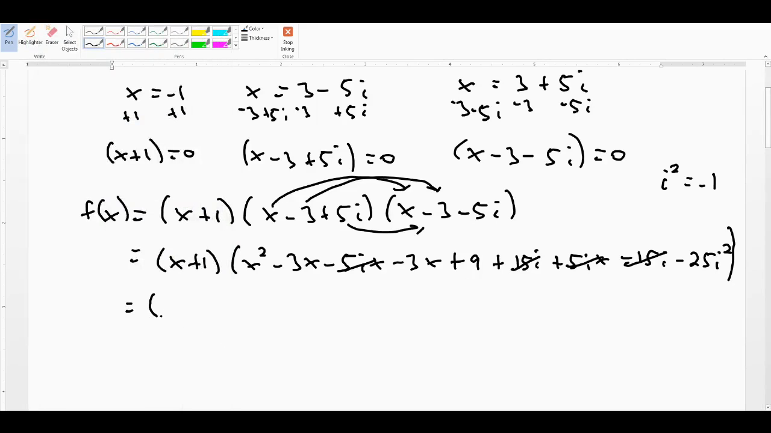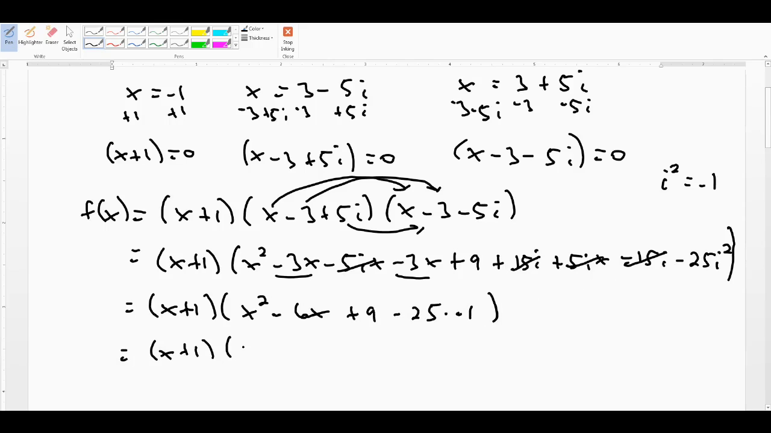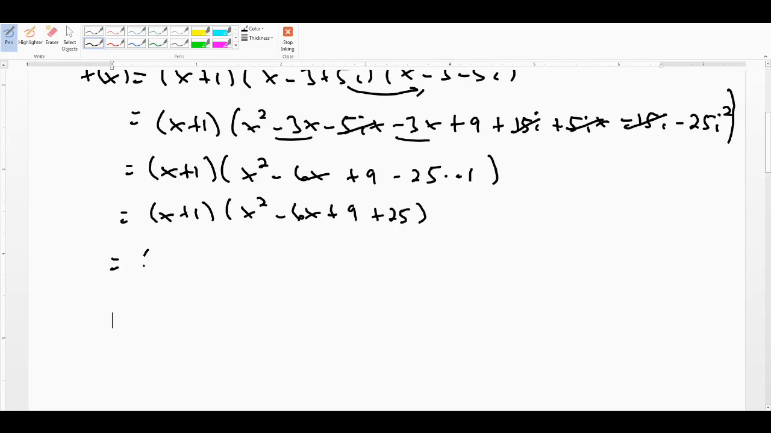So what that means is I have x plus 1, and then I have x squared minus 3x is minus 6x, and then I have plus 9, and then minus 25 times -1, which leaves us with, inside the parentheses so far, -25 times -1 is positive 25, equals x plus 1 times x squared minus 6x, and now plus 25 is 34.